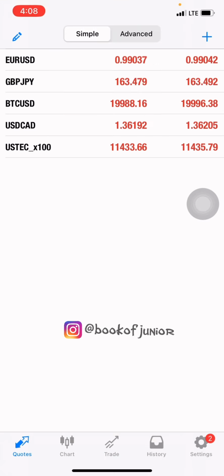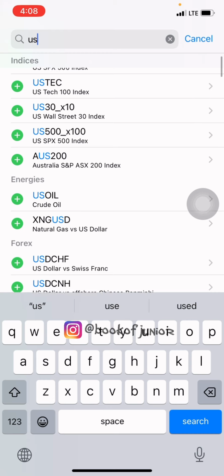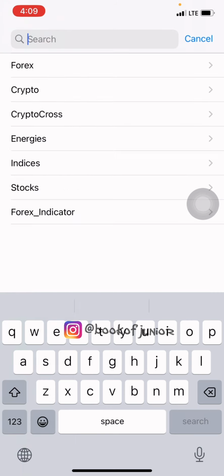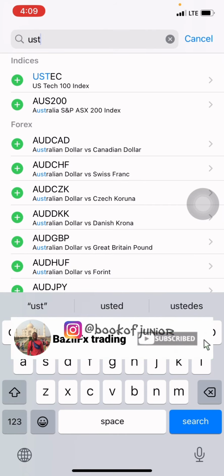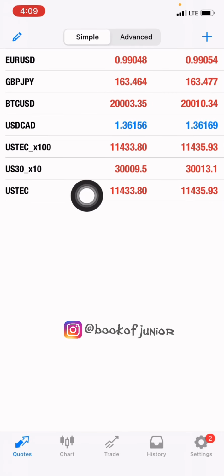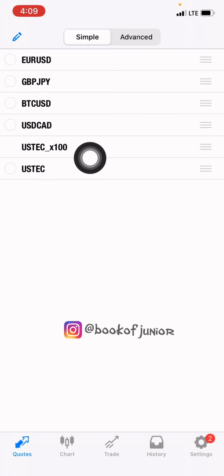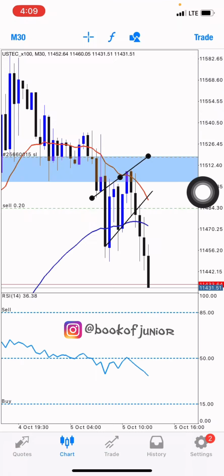There are two types of Nasdaq. Let me show you. Let me search for Nas US Tech. So guys, there are two types. There is this, and let me remove this, so we have this and this. This one is more volatile, this one is very fast. That's why you see, oh guys, this is a very good day.